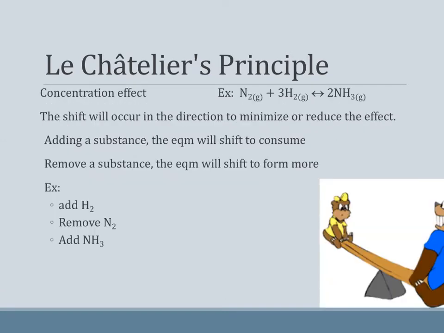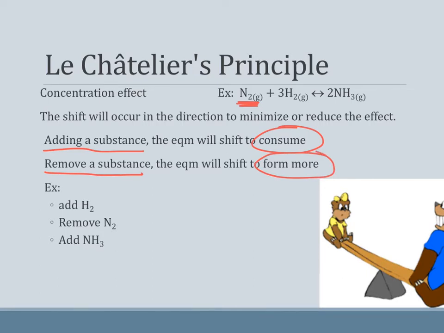So here's our example. We have N2 plus 3H2 yields 2NH3, and these are all gases. If you were to look at the concentration change, if you were going to alter the amount of N2, the equilibrium would shift in a way to return the problem back to the original state. So if you add a substance, you will shift in order to consume it. And if you remove a substance, you're going to shift to form more. Okay, so I have an example down here.